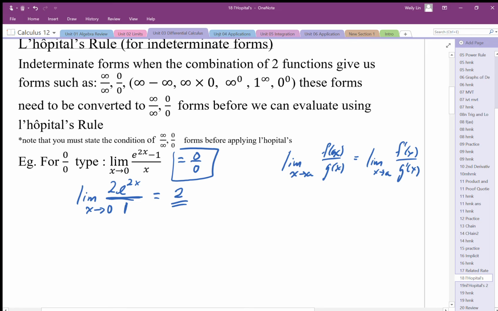Now I'm going to go to Desmos and double check that. Is it really true that e to the 2x minus 1 over x, as x goes to 0, is actually equal to 2?